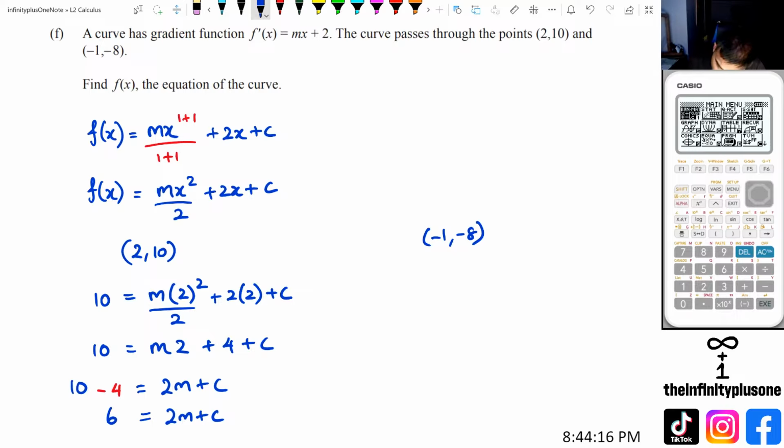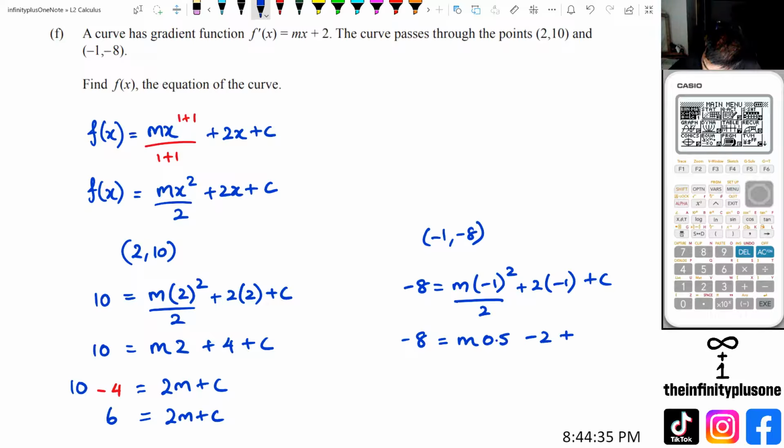I'm going to repeat the same process for -1 and -8. So I've got -8 equals m times (-1) squared over 2 plus 2 times -1 plus c. So I've got -8 equals m times 1 over 2, so that's going to become 0.5m minus 2 plus c. Then I've got -8 plus 2 equals 0.5m plus c. So I've got -6 equals 0.5m plus c.